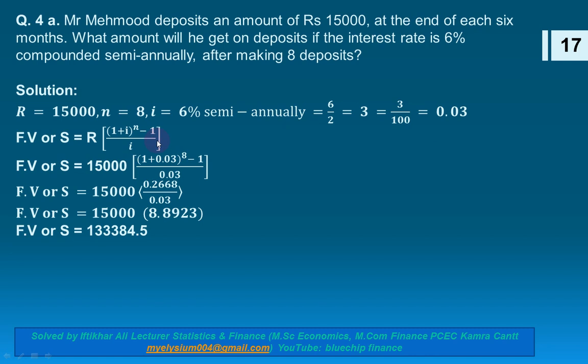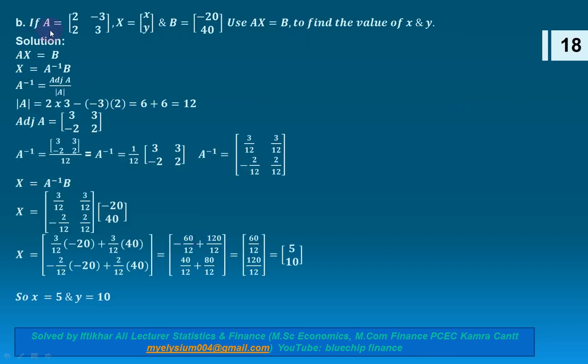And here is the formula for future value. After putting the values into this formula, the future value is 13384.5. Part B: if A equals 2 minus 3, 2 3 and x equals x, y and b equals minus 20 and 40. Use Ax equals b to find the value of x and y. So we just simply solve x and y through the inverse method.